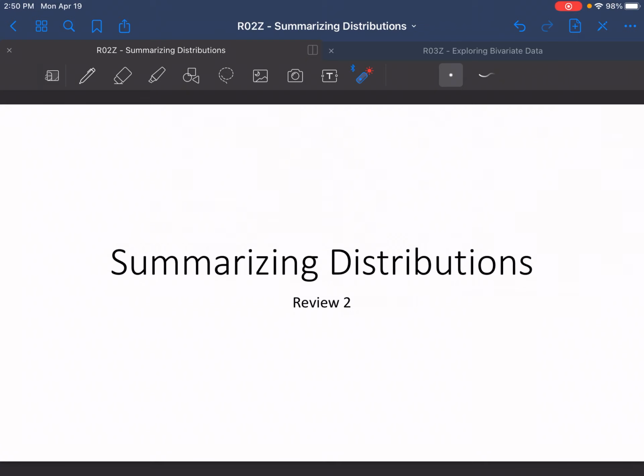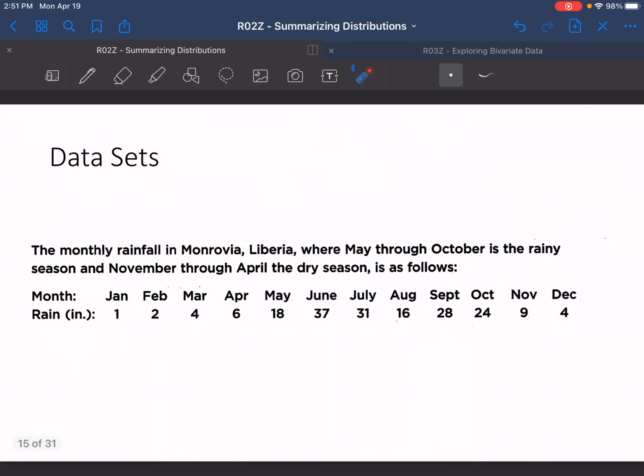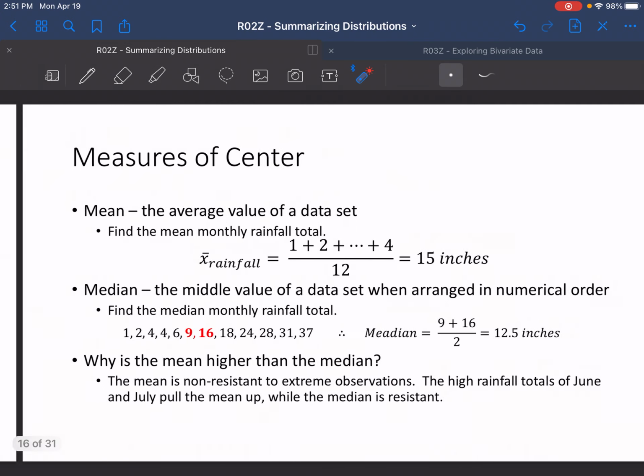All right, guys, in this lesson we're going to be reviewing summarizing distributions. So if we're given this example of a basic data set, the monthly rainfall in Monrovia, Liberia, where May through October is the rainy season and November through April is the dry season, is as follows. They give us all 12 months and then the total rain in inches that each one of those months received.